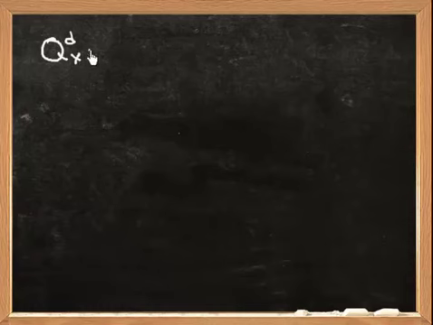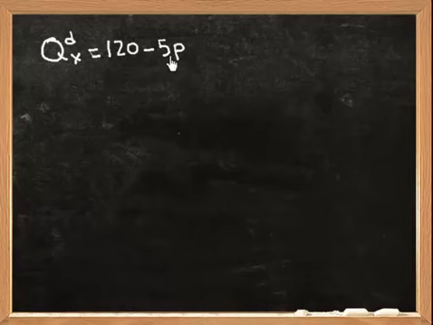I'm going to show you how to represent a demand function graphically. Let's assume that the demand of a particular commodity X is given by the following expression. The quantity demand of X is equal to 120 minus 5p. This expression shows an inverse or a negative relationship between price and quantity demand.